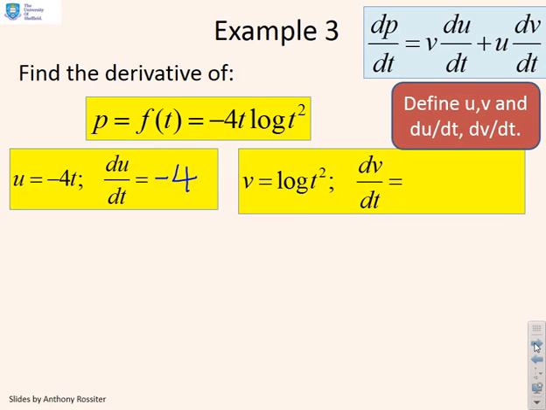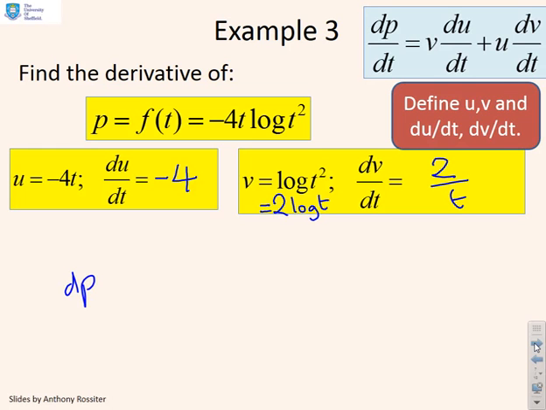Now just in case you're not sure, remember this can be written as 2 log t, and you'll find log t in the table, so dv dt becomes 2 over t. So now all I do is take these values and plug them in to the formula.